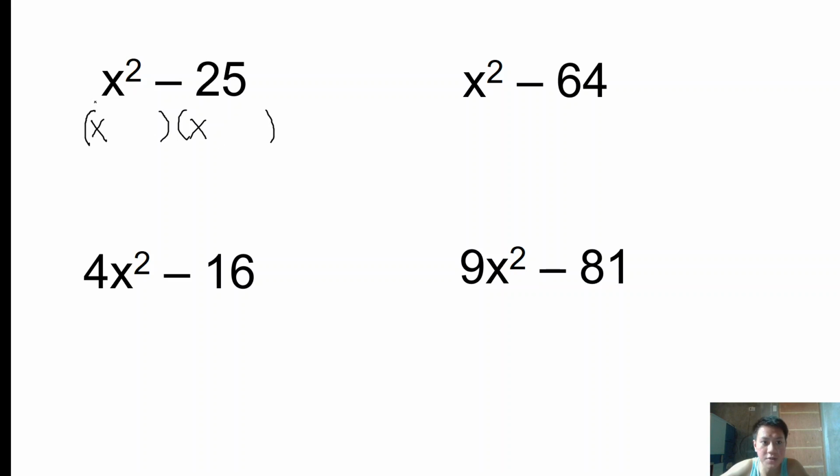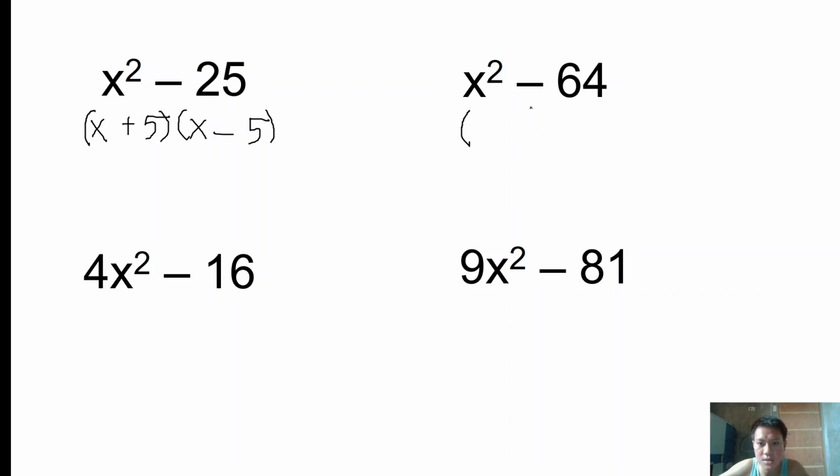This is what we call difference of two perfect squares. So, the square root of 25 is 5. Ayan. And then, we're just going to write plus and minus. It will make a sum and difference of two terms. Okay. x plus 5, x minus 5 is the factor of x squared minus 25.